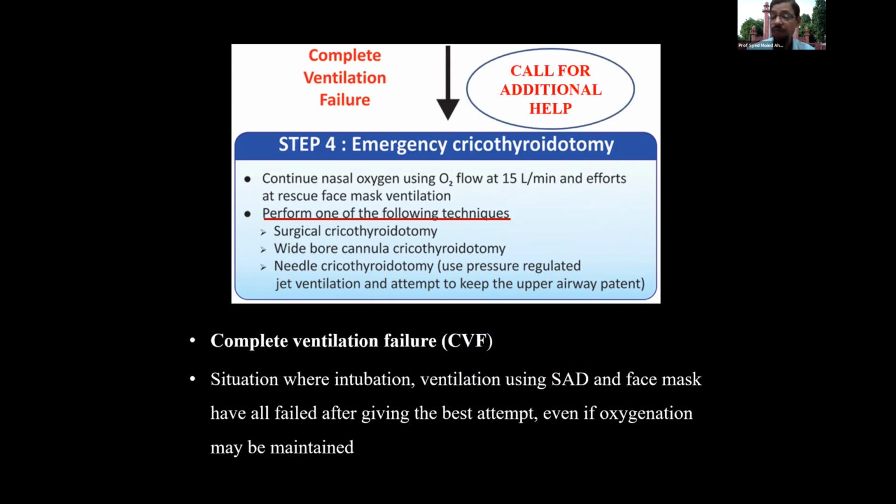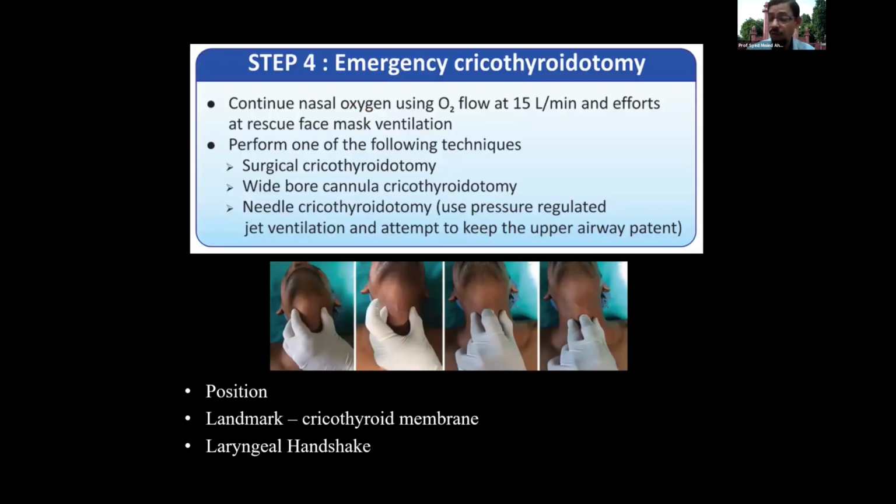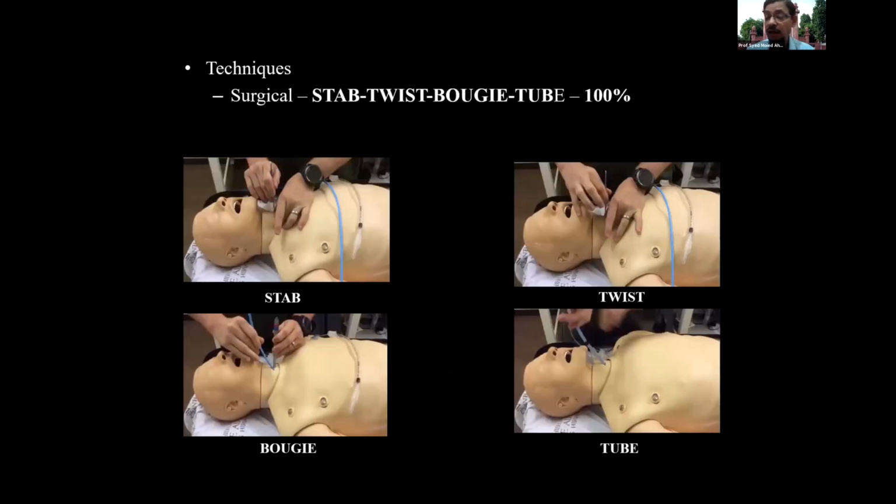But very importantly, before going with this, you always call for additional help. While going for the rescue strategies, you always need to position the patient with a slightly head extended position so that the larynx comes anteriorly, and you try to identify the cricothyroid membrane by using the laryngeal handshake method, and then you go with the surgical cricothyroidotomy. The surgical cricothyroidotomy has 4 steps and 4 devices. The 4 steps are stab, twist, bougie, tube, which gives a 100% success rate. And the 4 devices needed are a scalpel, a bougie, a tube, and a syringe.